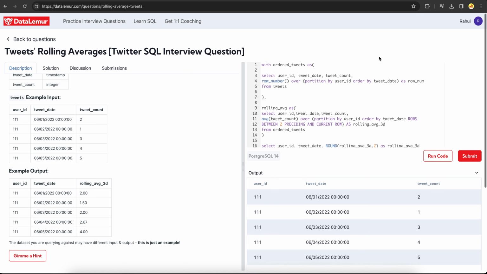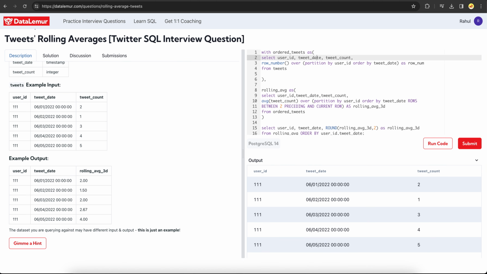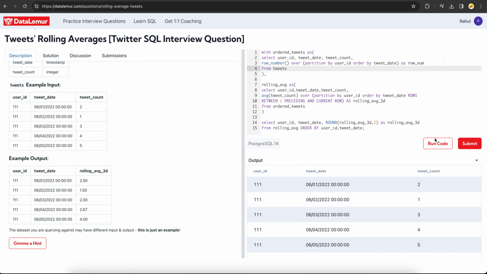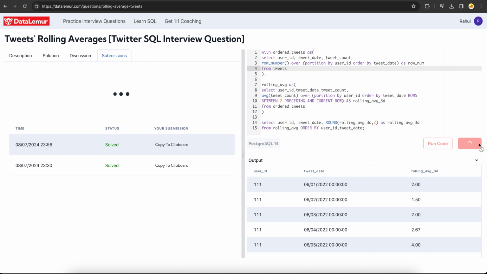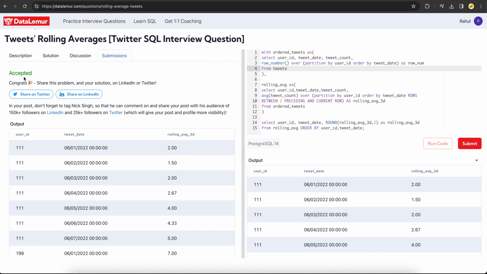So let's try to run this particular code. I'll just remove some extra spaces, and let's run it. It runs well. Let's try to submit and see. Yes, the solution is indeed accepted, and it looks like a fairly easy problem. They have labeled it as a medium level problem, but it's really important to understand window functions.